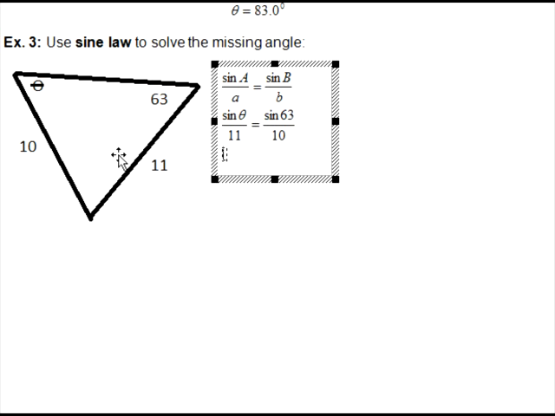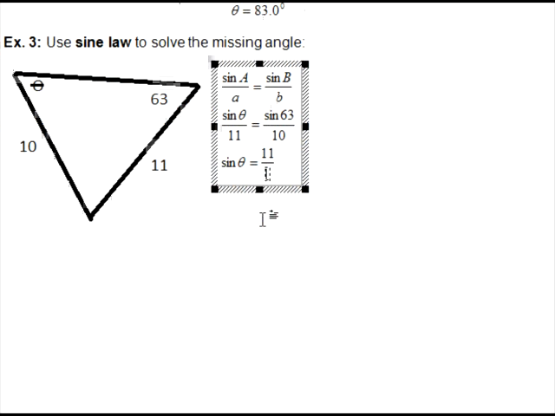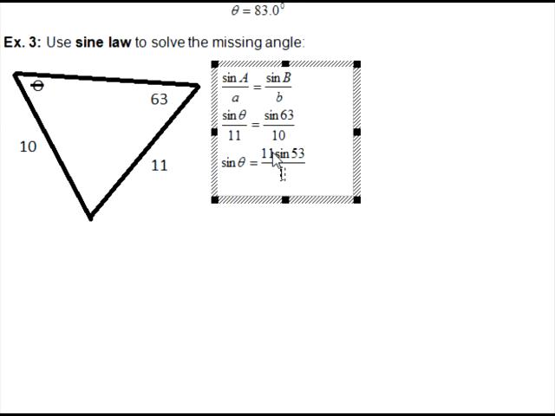I'm going to say sine theta divided by 11. How do you get rid of a divided by 11? Excellent. We're going to multiply by 11. So it's going to be sine theta equals 11 sine 63 over 10. Great.